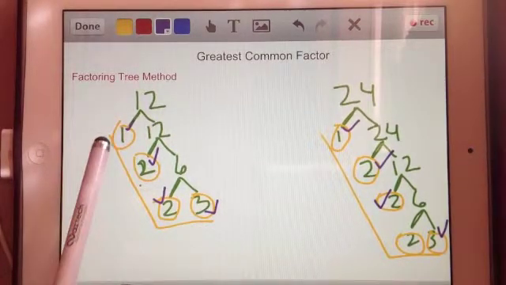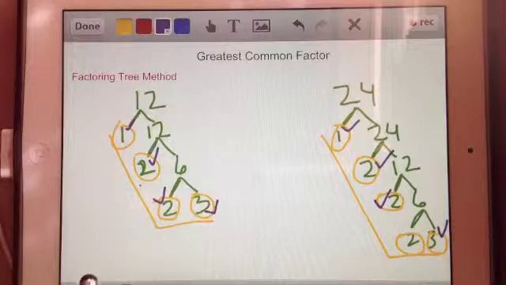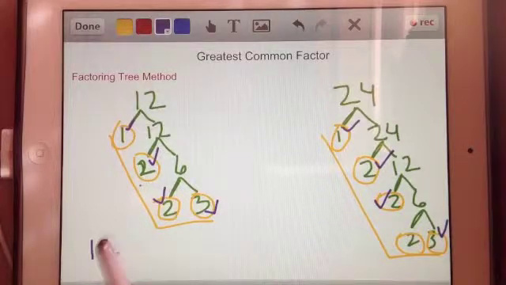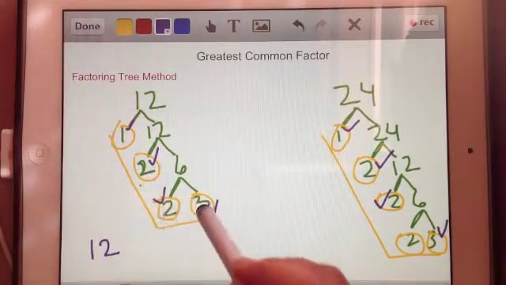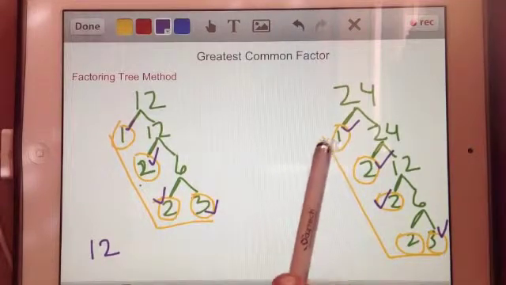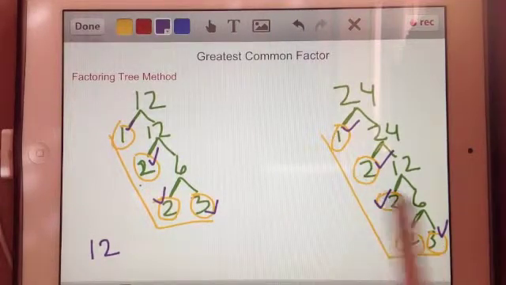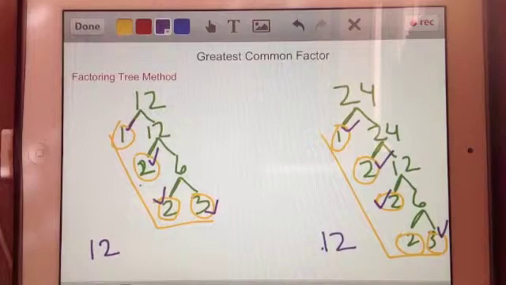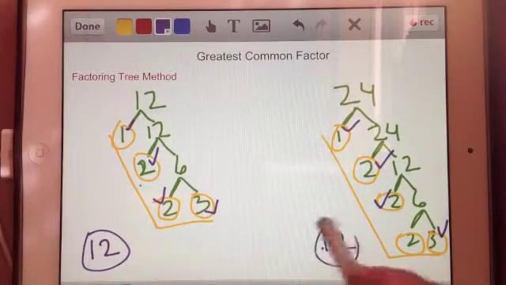Which means that if I multiply all these numbers, I already automatically know it's going to multiply to equal 12. So 12 is what 1 times 2 times 2 times 3 is. Over here, I already know that as well. It's going to be 12. 1 times 2 times 2 times 3 is going to be 12. So my greatest common factor is 12.